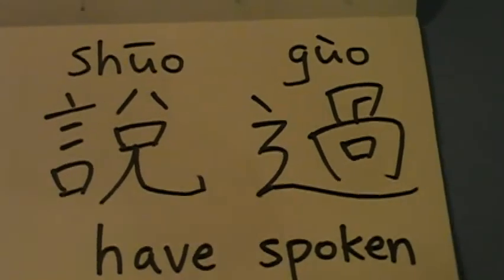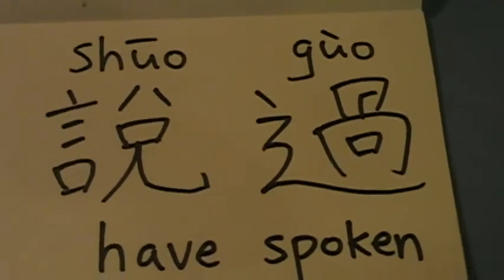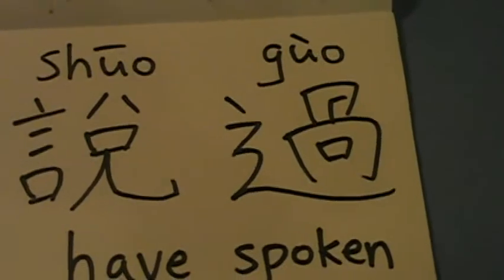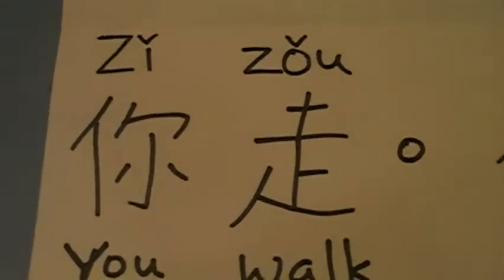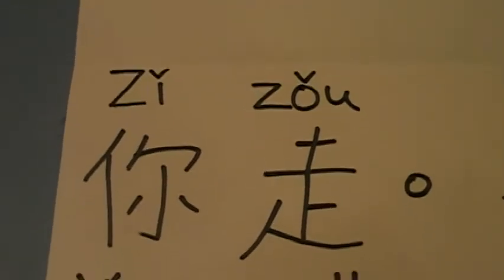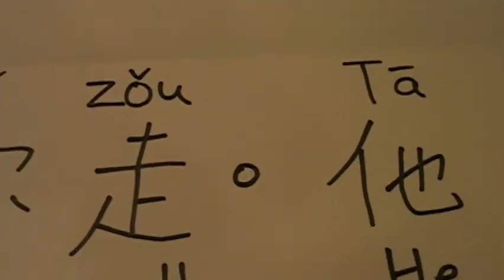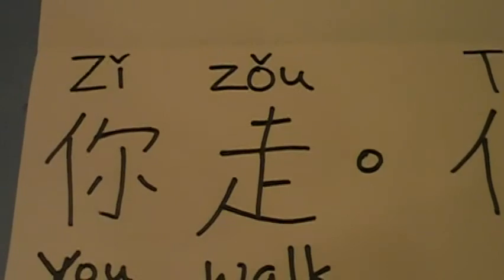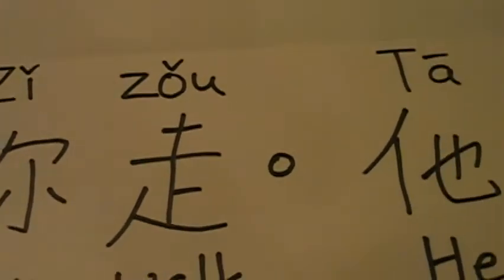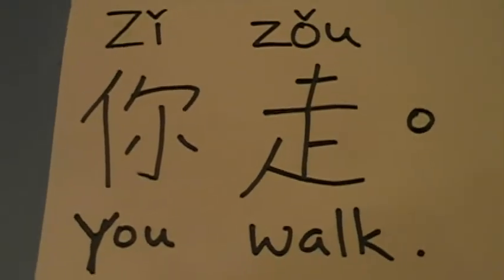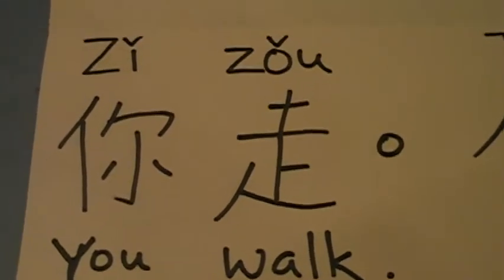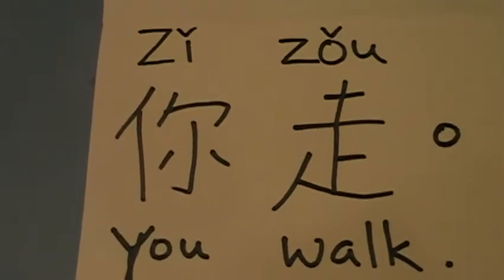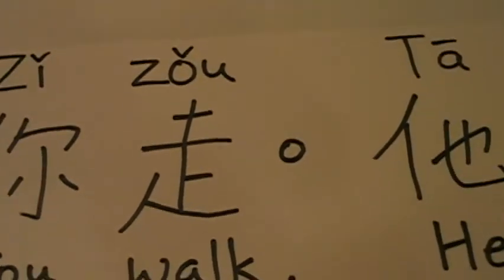And after we review the nouns and the verbs, we'll be moving on to form sentences. To begin with, we have 你走, or you walk. This means you, 你, and walk, 走.